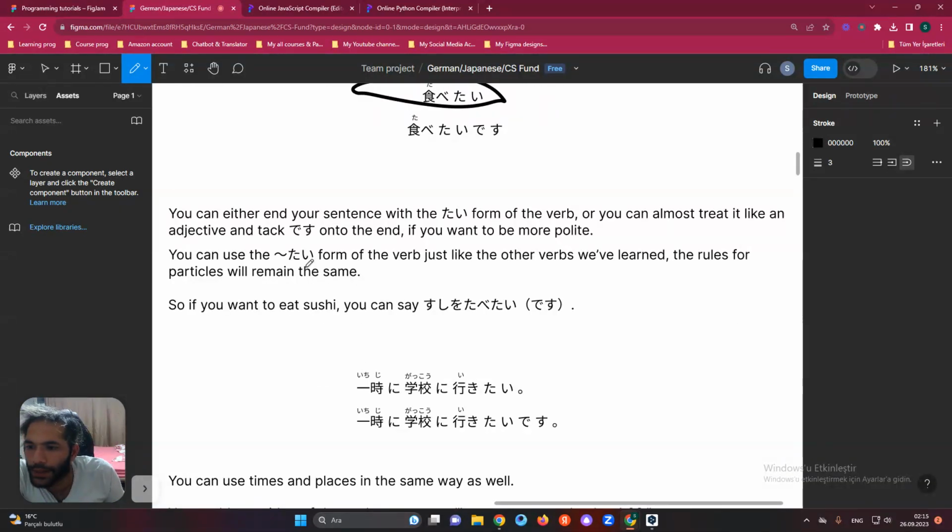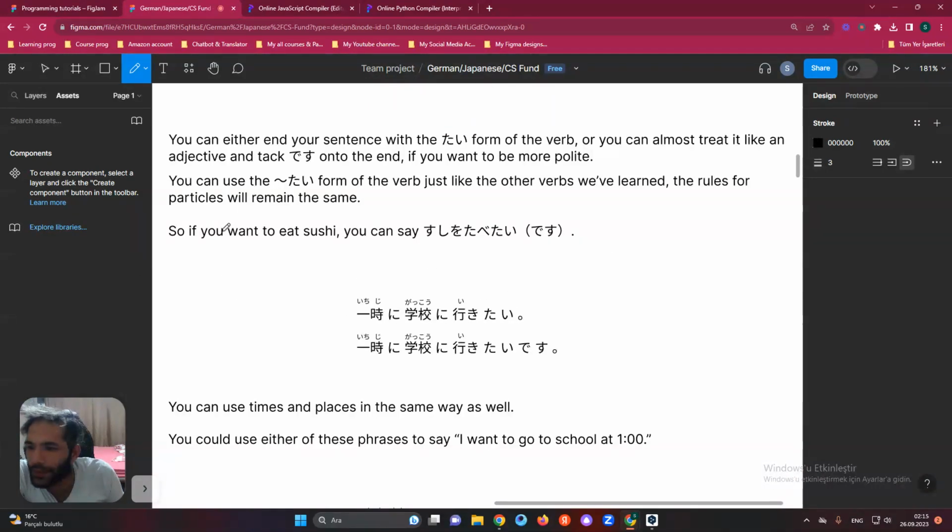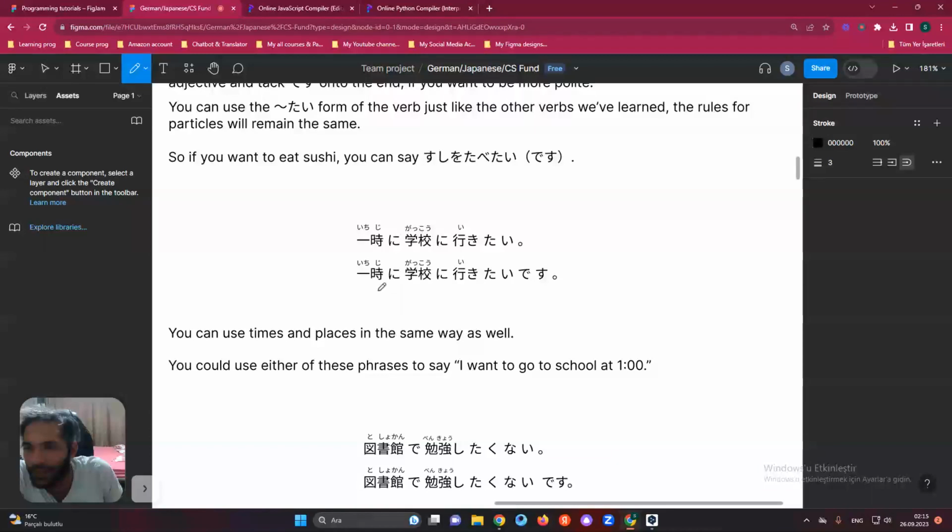And also you can use the particles we learned. It doesn't matter. So if you want to eat sushi, you can say sushi o tabetai. And if you want to be more polite, you can say sushi o tabetai desu. It's better than sushi o kudasai. Or you can just say sushi o tabetai. It's also enough. Don't be too polite, and they will understand.